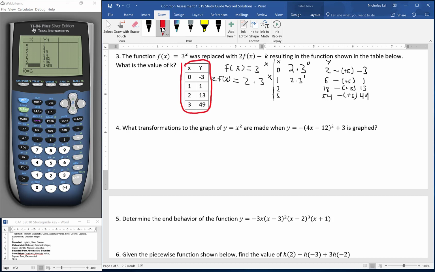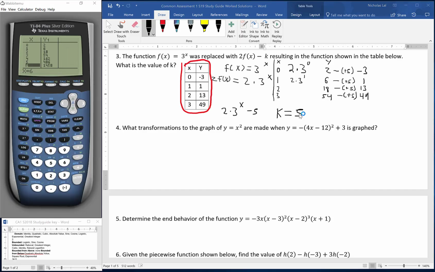So because of that, we find that 2 times 3 to the x minus 5 will produce this table. All right? So, long story short, you have to subtract positive 5. So k is equal to positive 5.